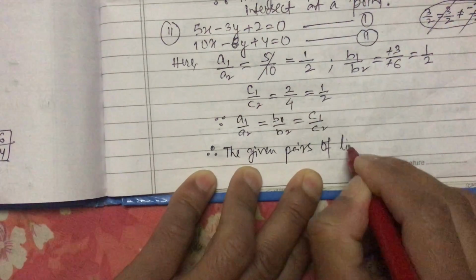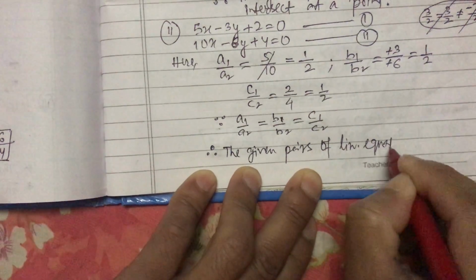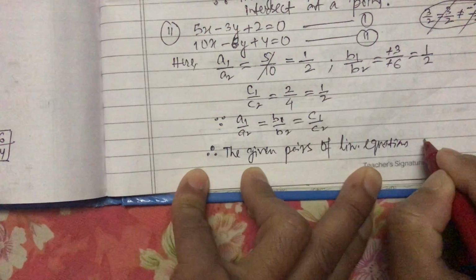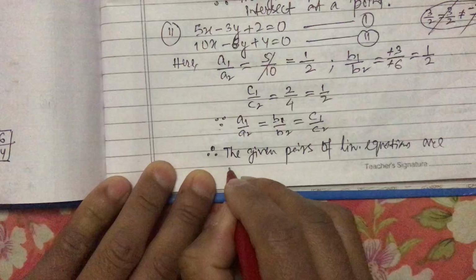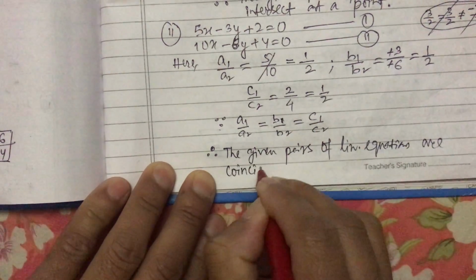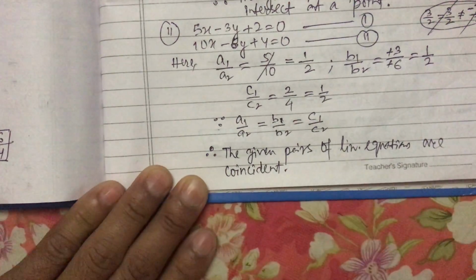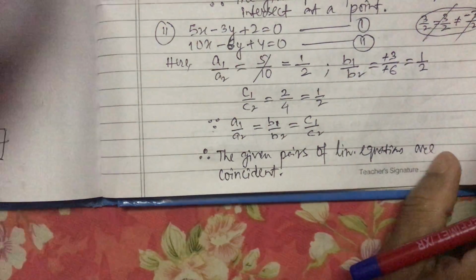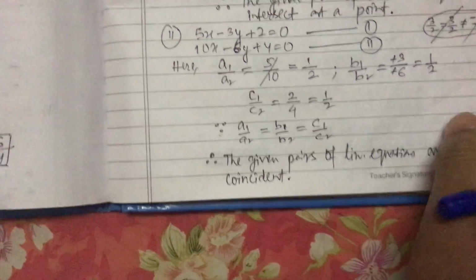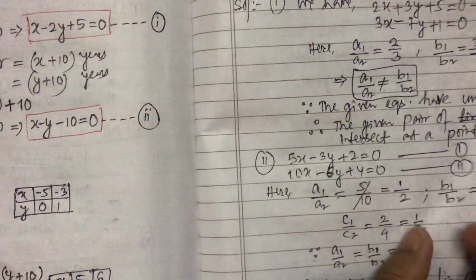So therefore directly I can write the given pairs of linear equations are coincident. Okay, so we got this, what called second also. Now let's go for third equation. Third equation you can easily make out. Let me try third equation. So let me do here third equation.